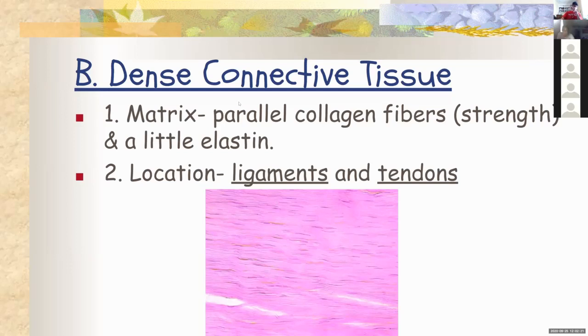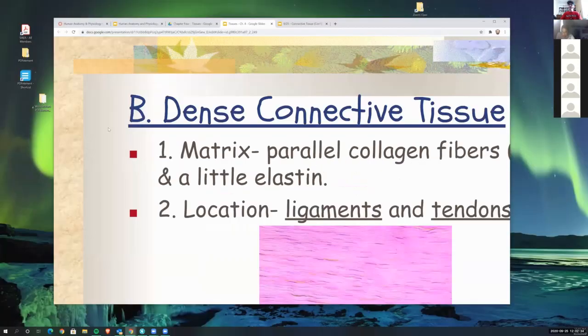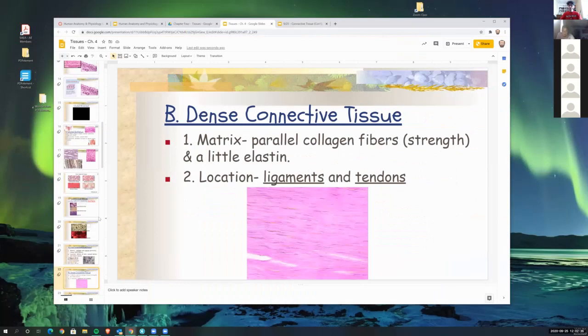No, it's supposed, I think it's supposed to be B. The last one, loose connective tissue, was A, right? Unless, let me double check. Yeah, loose connective tissue is A. B is dense connective tissue. It's okay. I'm glad you asked for clarification.